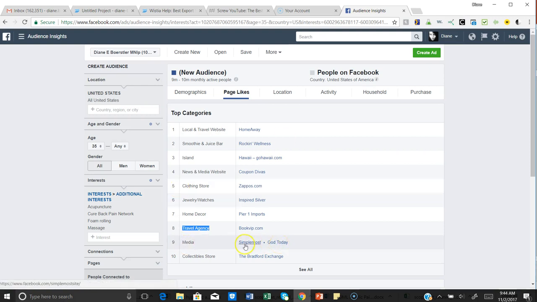Media, God today, they may be religious, they may not. We'll find out in just a little while here. They didn't indicate that religion was that important to them. They didn't show up on the other demographics page, so I wouldn't worry too much about it.